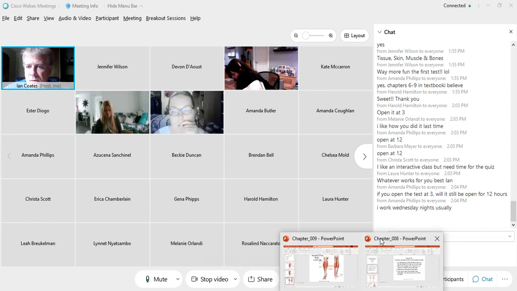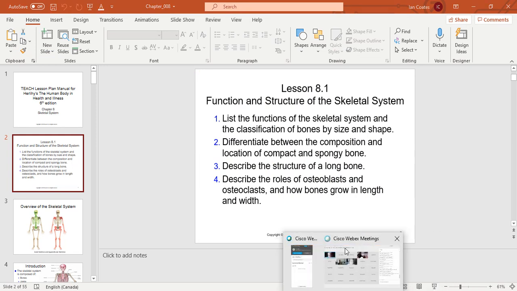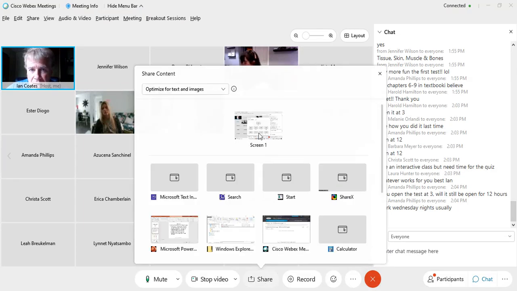All right, where are we here? Muscles. We're going to talk about size, classification, function. The bones here, a lot of it has to do with shape. And let's go.